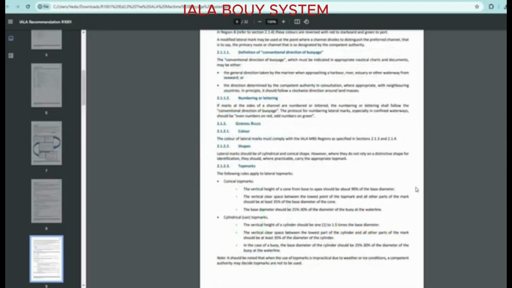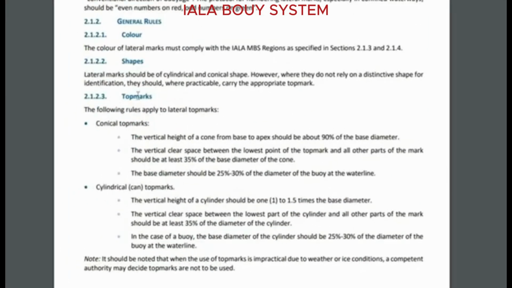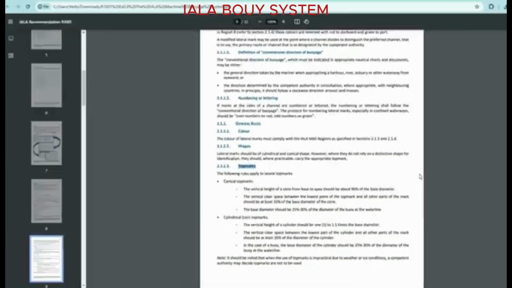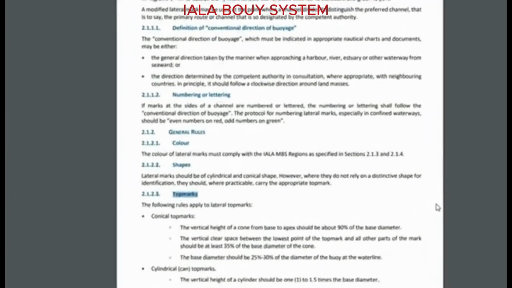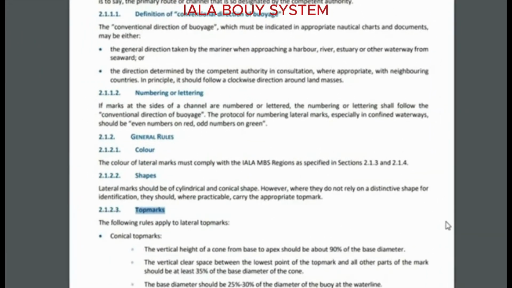All we can learn from the rules applicable to lateral top marks in this publication is that they should be conical and cylindrical, as well as the requirements for vertical heights, clear spaces, and base diameters. But there is also information here about numbering, which I can tell you is on the way to resolving our issue.